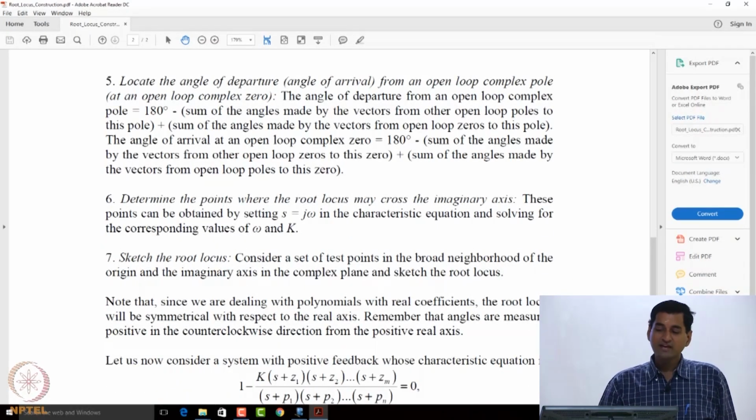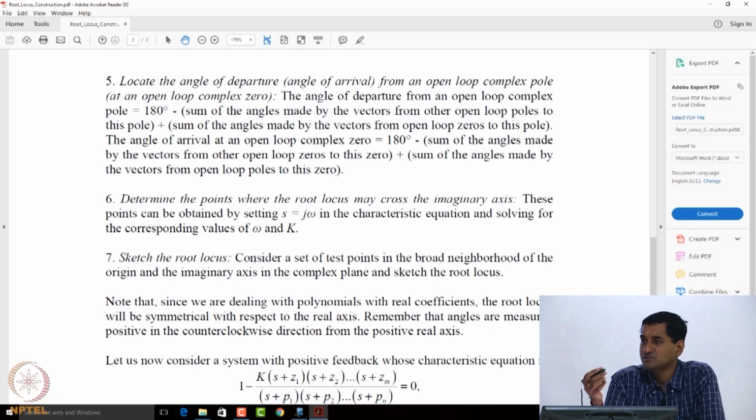The next step, step 5, was to figure out the angle of departure from a complex pole or the angle of arrival at a complex open loop zero. We figured out the formula, and we did an example yesterday to see how we can calculate it. Please note that step 5 applies only when we have a complex conjugate open loop pole pair or complex conjugate open loop zero pair. In the example we just started off with, there were 2 open loop poles, both real, so step 5 did not apply to that problem.